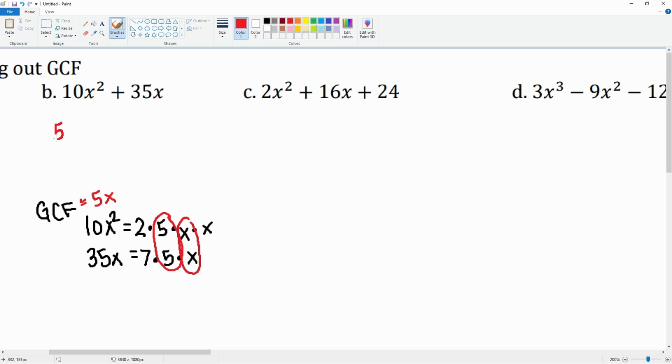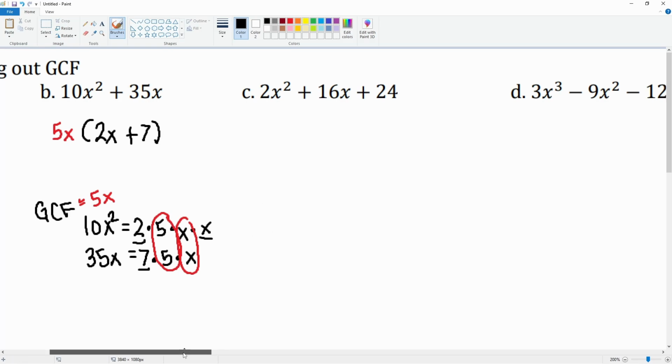If we pull out the greatest common factor of 5x, what we have in parentheses is what we have left. From the 10x squared, we have a 2 and an x left, so 2x. Bring down the plus. What we have left from the 35x is just a 7. Let's look at C.